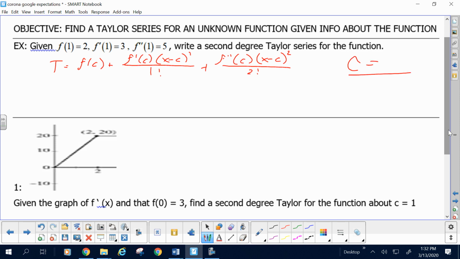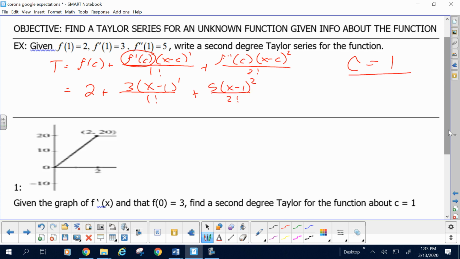Ready? So for this problem, let's see. 1, that's what they're giving you facts about. So the c, which is an x value you're centering around, is 1. All right, so what's f at 1 then? 2. And then what was your next term? What'd you plug in for f prime at c? 3 times x minus c, x minus 1 to the first over 1 factorial. And then f double prime is 5 times x minus 1 squared over 2 factorial.